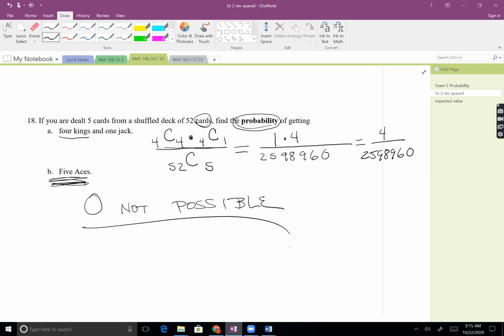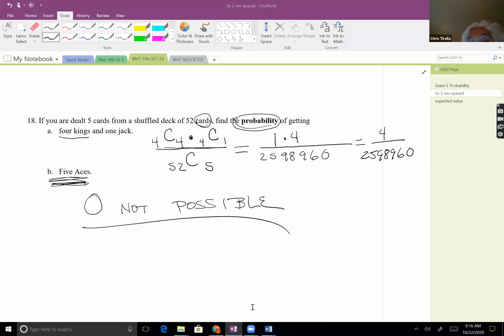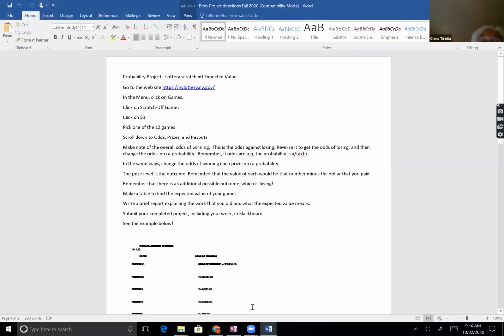Okay, sounds good. Can we go over the project? Sure. For the project, the directions are somewhat involved. What you're going to do is find the expected value of a lottery scratch-off game.